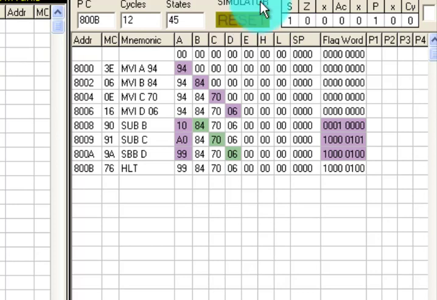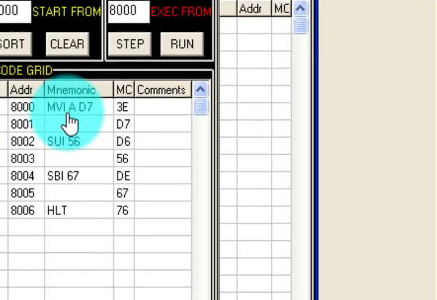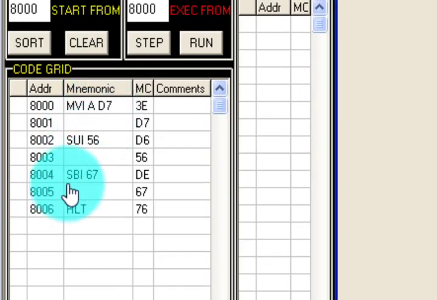So this is how we do these instructions SUB and SBB. Now in the second row, we have to do the instructions SUI and SBI. I have written the code here. The first instruction is MVI A D7, then SUI 56, SBI 67. Now this SUI is subtract immediate. It does the subtraction, the contents of A minus 56, and the result is stored in register A. Now what is this SBI? Subtract immediate with borrow. This does the subtraction, whatever data is in A, minus 67 minus a borrow which was generated in the previous subtraction.